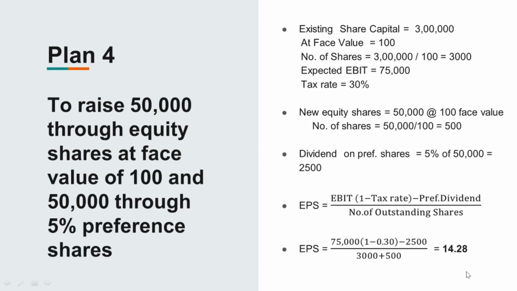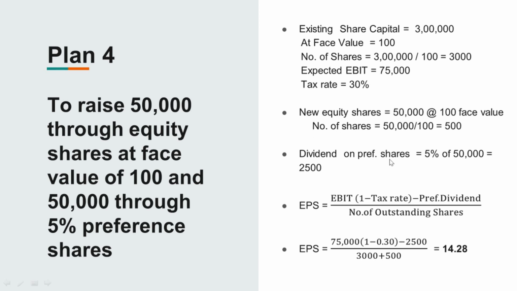Now let's have a look at plan 4. It is to raise 50,000 through equity shares at a face value of 100 and 50,000 through 5% preference shares. All the information above will remain the same because this is what is given in the question. The business was required to raise 1 lakh rupees, so 50,000 would be raised through equity and 50,000 would be raised through preference shares issued. So 50,000 at 100 face value, the number of equity shares would be 500.